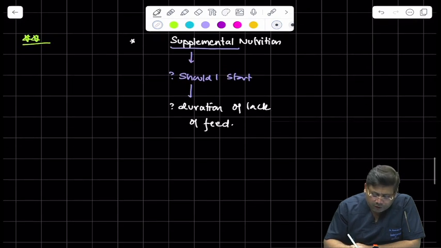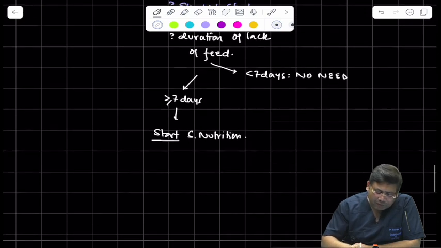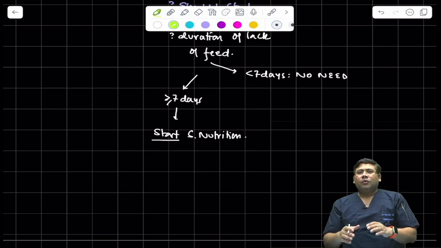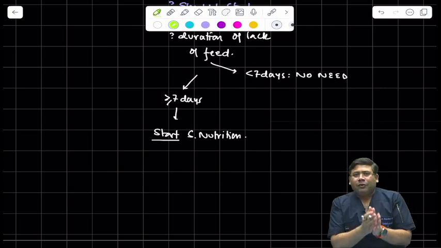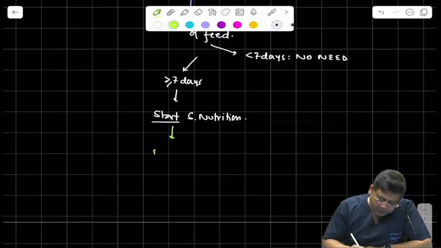Duration of lack of feed, if it is less than 7 days, in that case no need to start the supplemental nutrition. If it is more than or equal to 7 days, then start supplemental nutrition. Now when we talk about supplemental nutrition, you know that we have to start with parenteral or enteral. So this is decided like enteral should be given unless contraindicated. So the very next thing is, is enteral nutrition contraindicated?